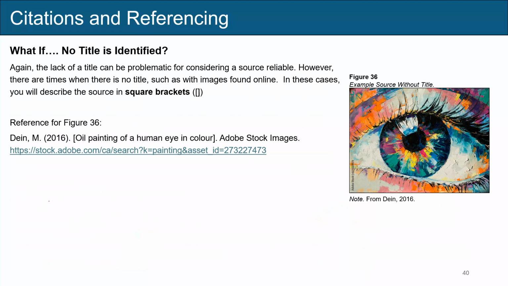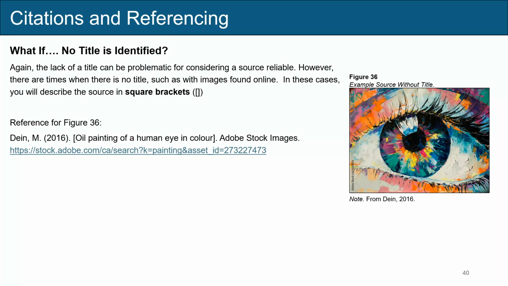What about no title? Again, this can be problematic if you want reliable and credible sources. But sometimes, especially with images, there might not be a specific title that you can find easily. So in those cases, you're going to describe what your source is inside of square brackets. So here, this is an Adobe stock photo. So it comes out of a batch of photos that you're free to use if you have an Adobe license. It was created by M. Dine. So I have the creator's name there. I know it was published in 2016 from the information that's online for the Adobe stock images.